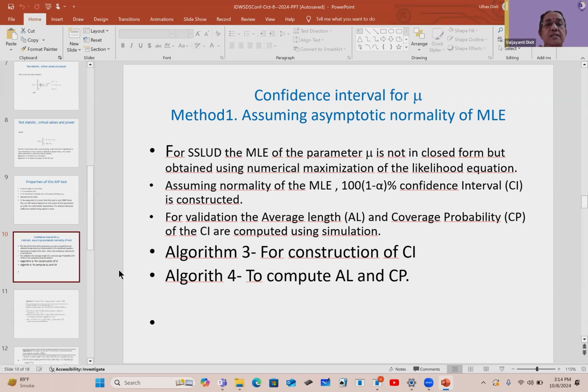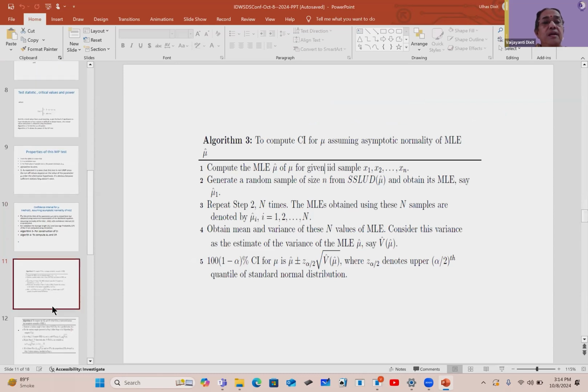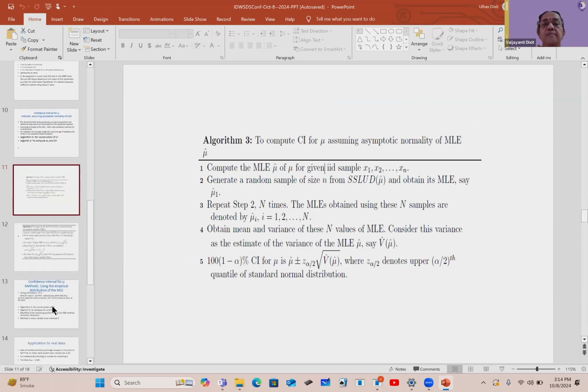Further, we also construct the confidence interval after deleting the extreme values, that is outliers, and based on the remaining observations, and we see whether it improves or how useful it is. So these are algorithm 3 and algorithm 4, and the steps are given here.